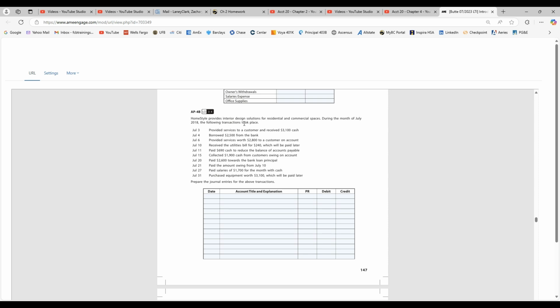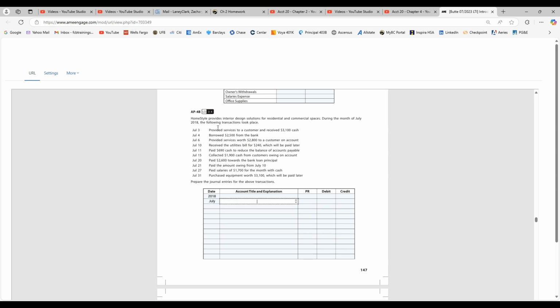So with that said, let's take a look at the more involved problem here of AP 4B. In this problem, we have a number of different transactions, and we're going to be asked to create journal entries for all of these transactions. So starting out, we're talking about the month of July 2018 here in our text. So let's go ahead and put our first date in, and then let's look at the transactions here.